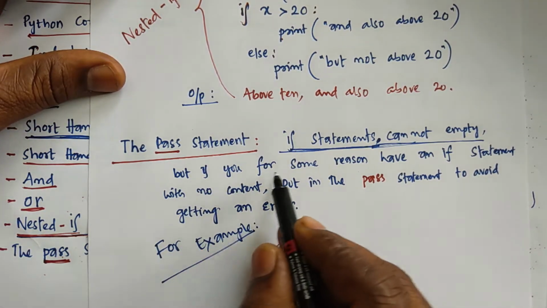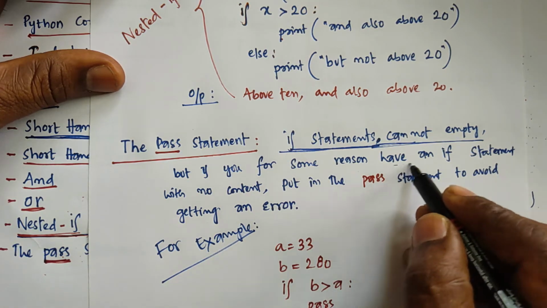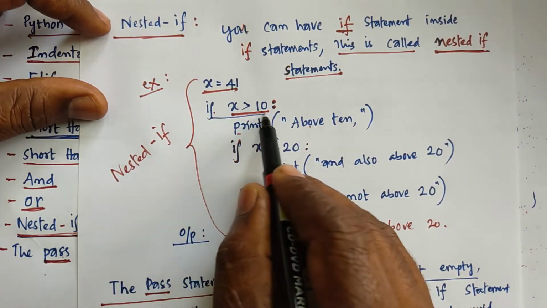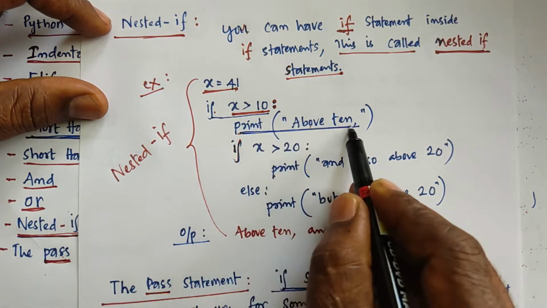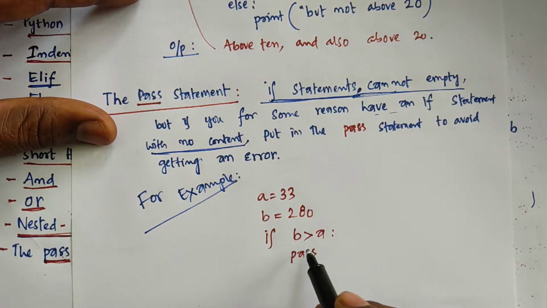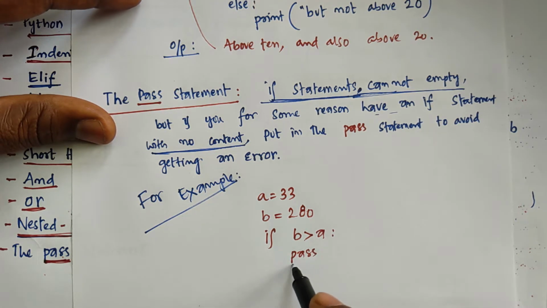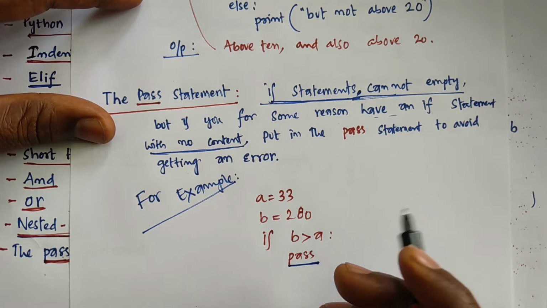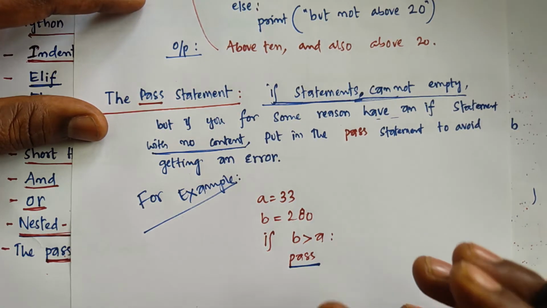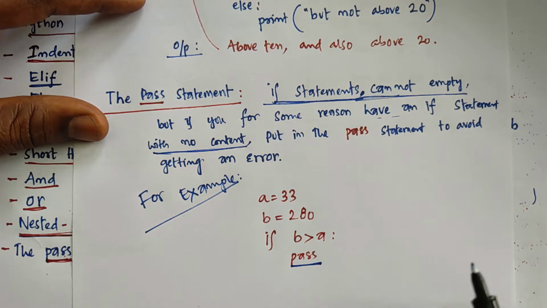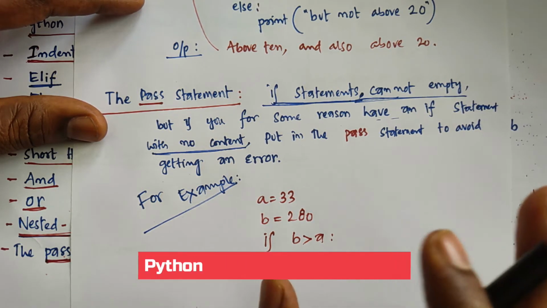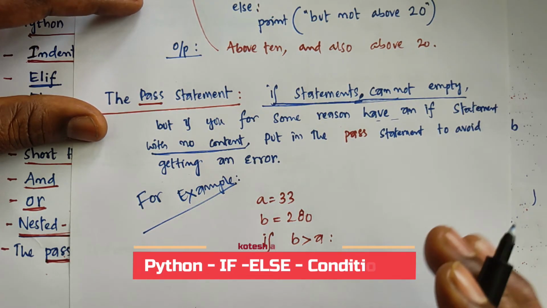But if for some reason you have an if statement with no content, for example, in the previous condition the if statement had content. But in this instruction, if you have no content, at this moment you have to use pass. Otherwise you will get an error. So after execution, having an empty if statement like this would raise an error without the pass statement. If you have the pass statement, you don't get any error. That is the meaning of this.